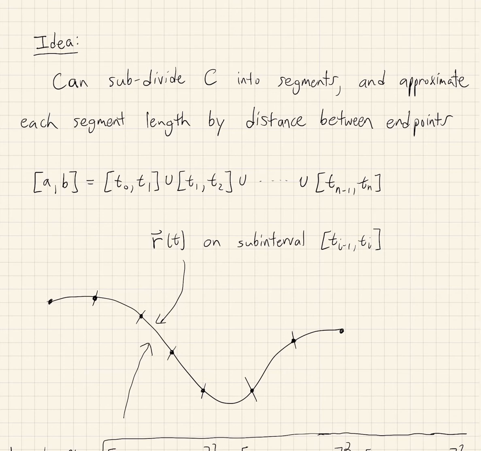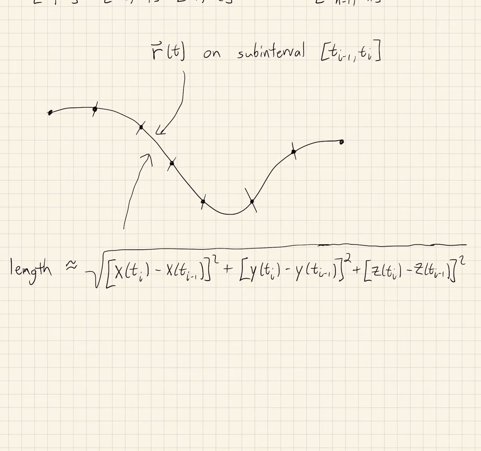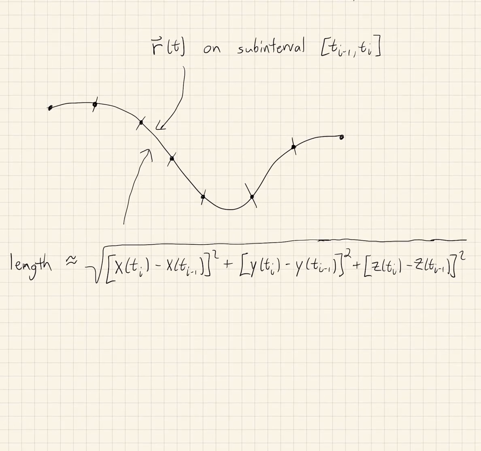And the most natural thing usually would be to take subintervals of equal length. And so we could see this little segment here, for example, would be the bit we get if we take that parameterization and we just look at the subinterval t sub i minus 1 to t sub i. Now on that subinterval, the length of that piece is approximately going to be given by the distance between this right endpoint and this left endpoint.